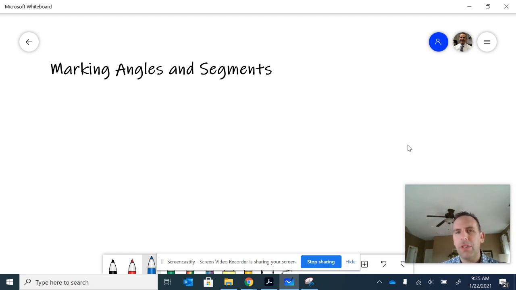This is to help us keep track of things in a drawing and to be able to determine when things are equivalent in size and shape to one another, or what we call congruent.